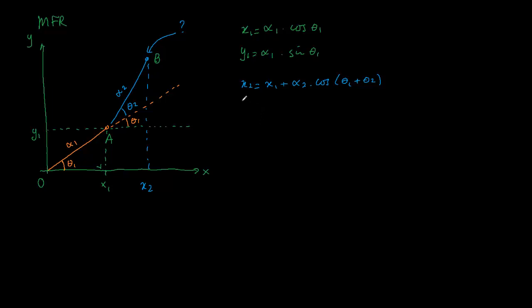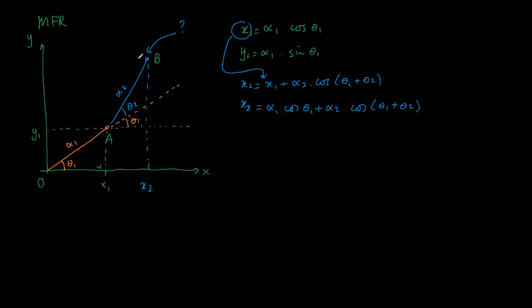When I write it out, x2 is x1, this one, put it in over there, so we have alpha 1 cosine theta 1 plus alpha 2 times cosine of theta 1 added to theta 2.